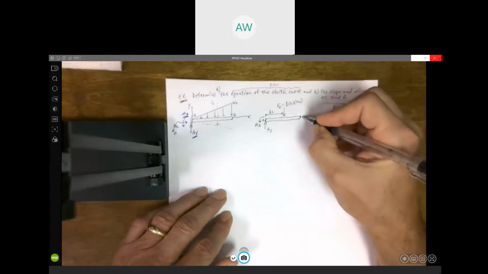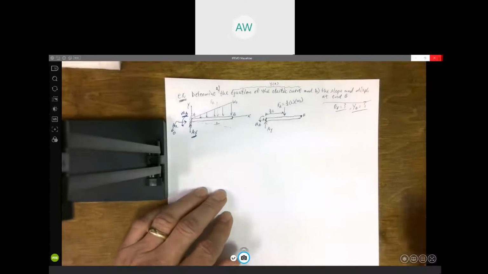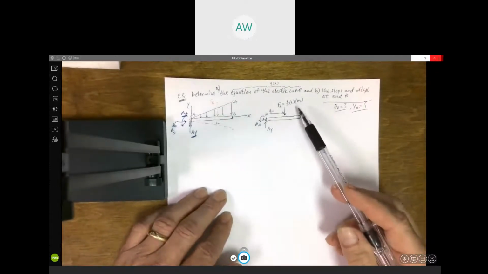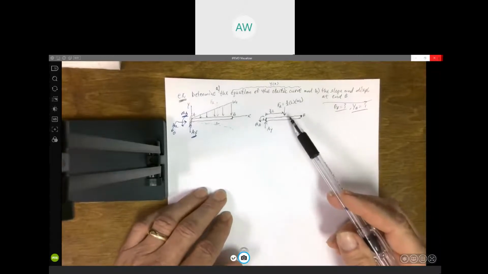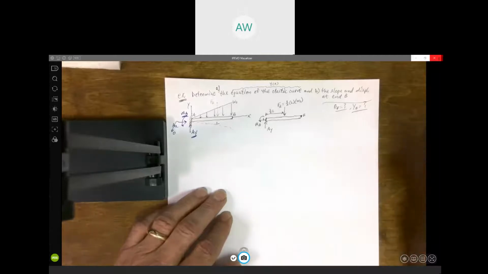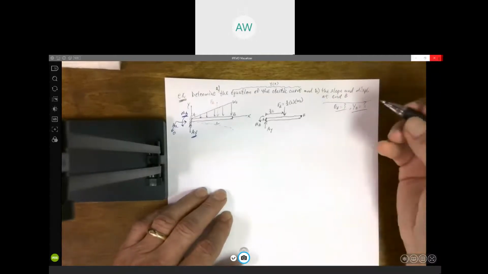This is B. So that's all I've done is replace that distributed load with its equivalent resultant force placed at the centroid of that distributed load. And now we can sum the forces in the y direction.